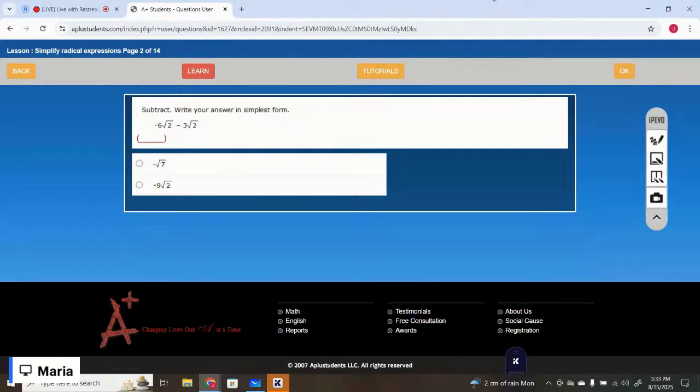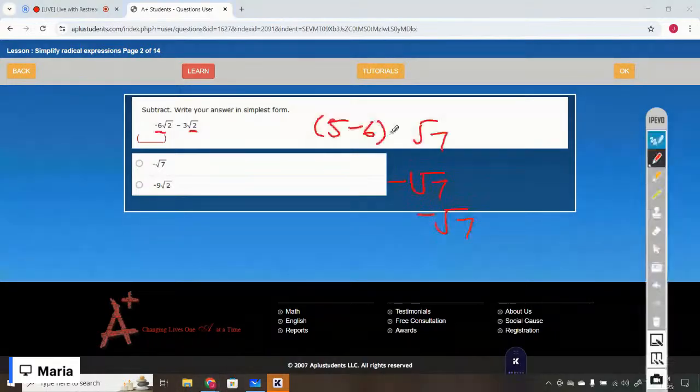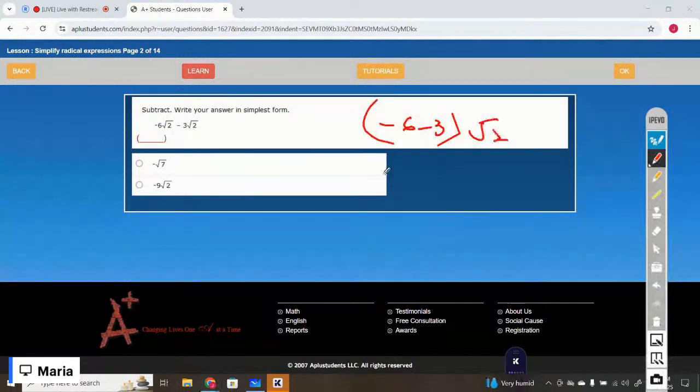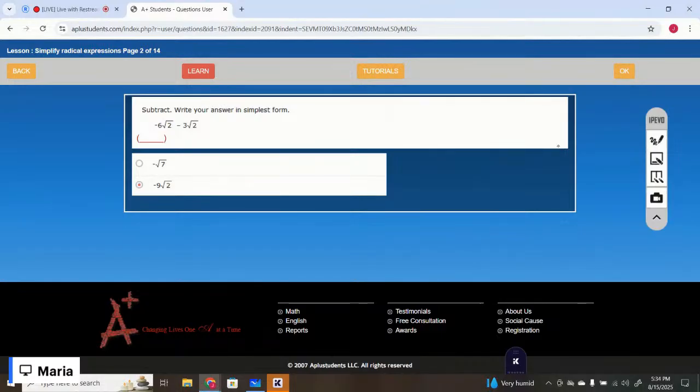Negative square root 2 minus 3 square root 2. That is negative 1 minus 3, negative 4... that is negative 9 square root 2. Option number 2 is the correct option.